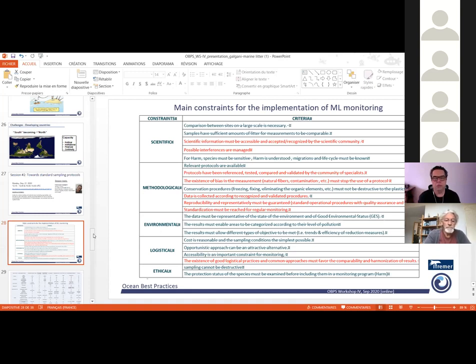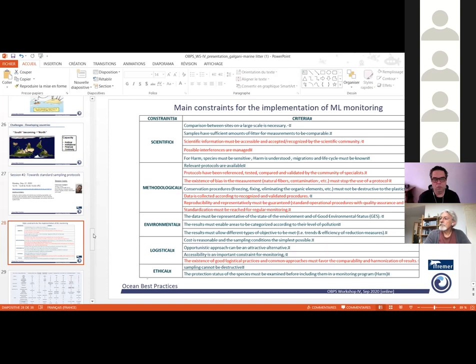So besides scientific constraints, we do have also methodological constraints. Protocols must be relevant, they have been referenced, tested, compared. We know exactly about the different phases in the measurements. The best example is microplastics.